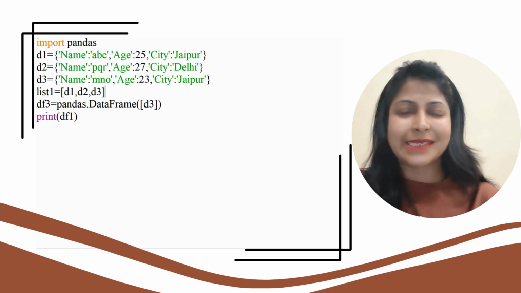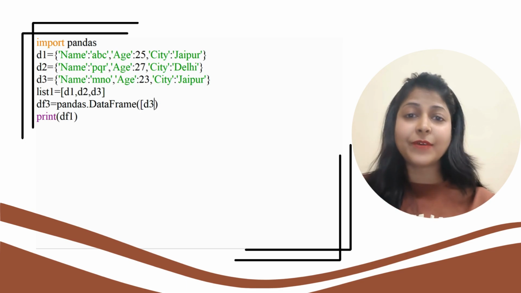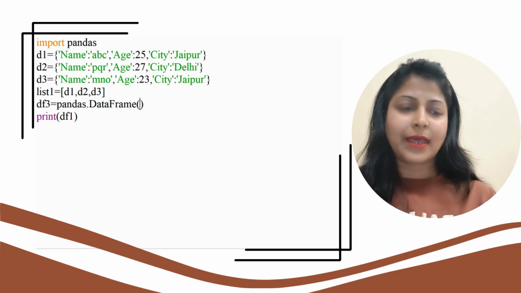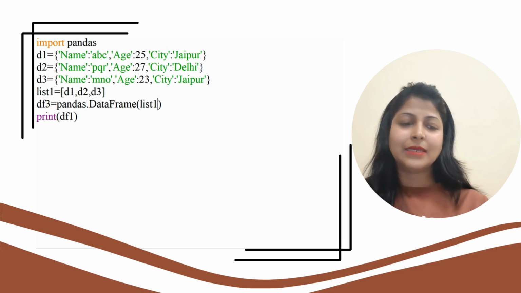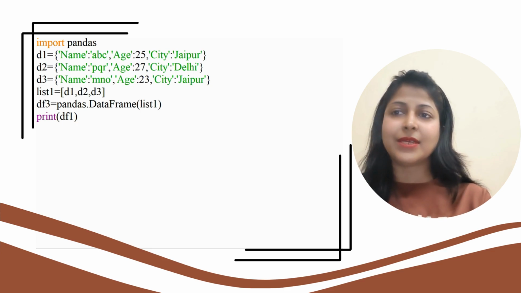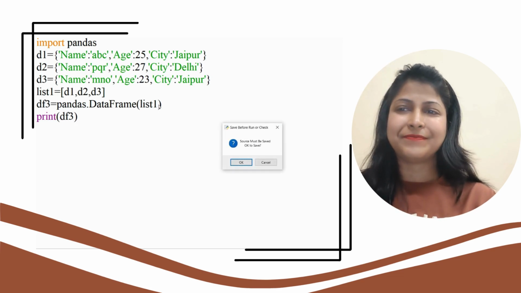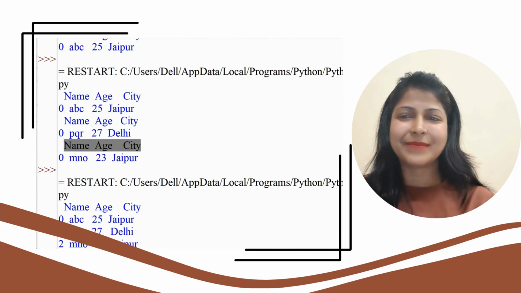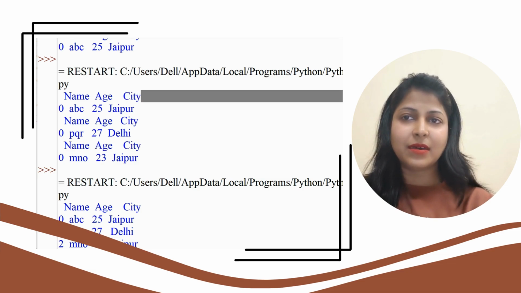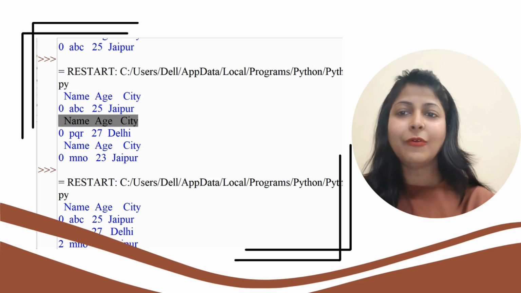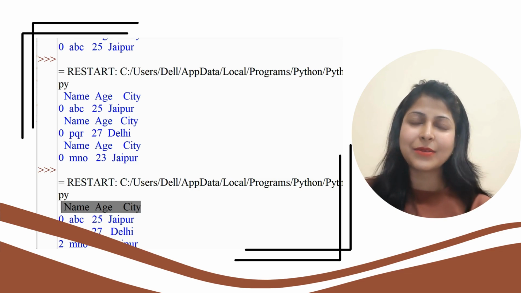I have nested them, right? Now, instead of converting one single dictionary, I'm converting a whole list into the data frame. And what is my output? Since this is D3, I'm changing my printing also. Then run it. Here is my result. So name, age and city, which were separate headings in each data frame, have become common, right? And my indexes are 0, 1, 2 by default.